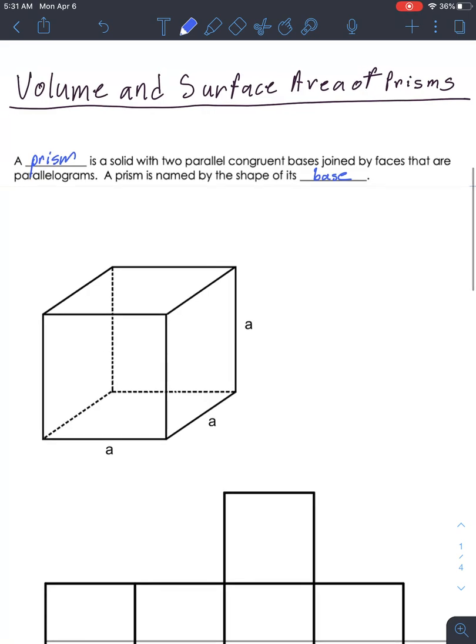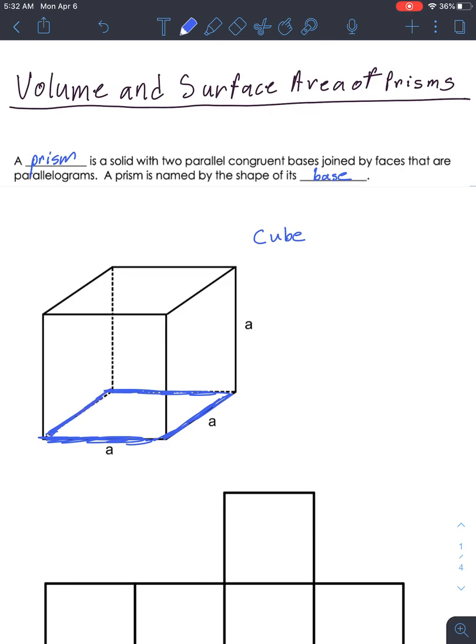So to break down that definition, this shape in front of you is called a cube. A cube is a 3D shape made out of 6 squares. A cube is also a prism because it's a solid with two parallel bases joined by faces. So first, let's look at the base. I'm going to highlight the bottom part. This is our base, and it's a square.